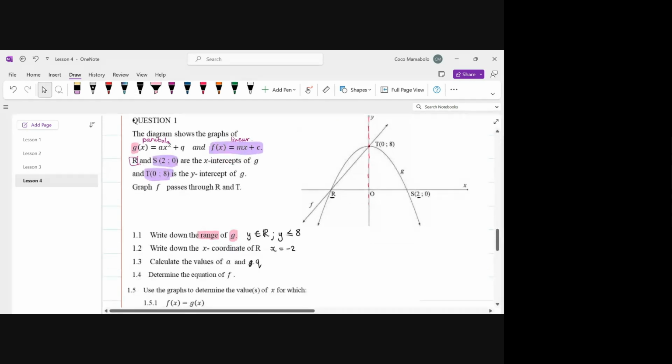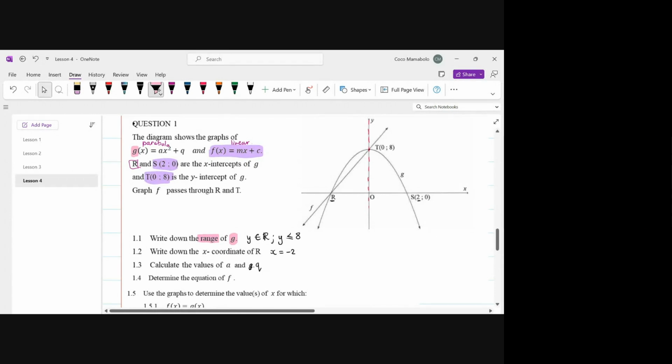Now, Q is easy. We already know what Q is. Q is the Y value of my turning point. So I can already say G of X is equal to AX squared plus 8. I can add in here, Q is equal to 8.